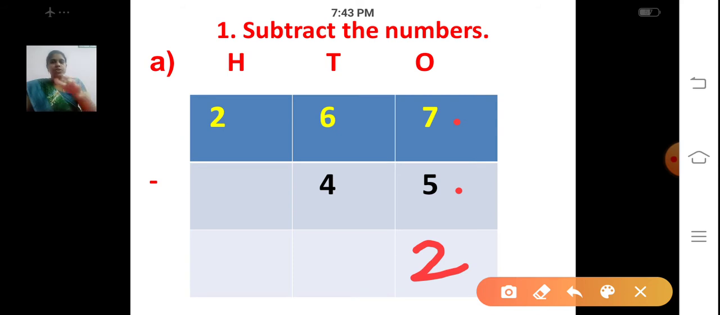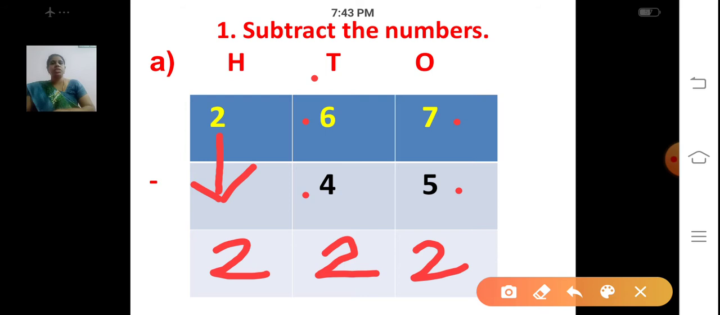Next, let's move on to the tens place. 6 tens minus 4 tens. After 4, 5, 6. So 2 tens. Write it down, 2 tens. Is there any number to subtract in the hundreds place? So keep the hundreds as it is. Bring down the 2. So the answer is 222. When you subtract 267 minus 45, the answer is 222.